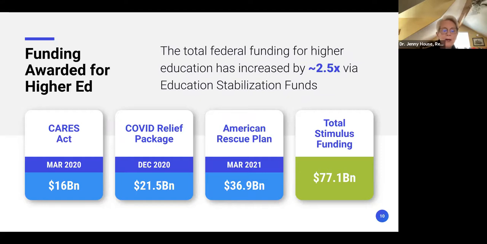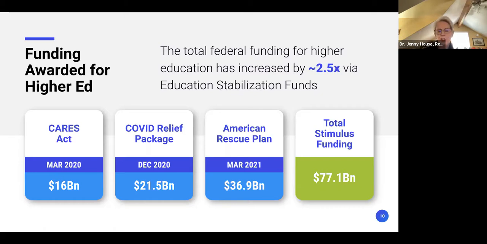Then in December, we saw that this pandemic is still going on and it still needs more funding. And all of you were great about letting your legislators know that you needed more relief. And so another 21.5 billion was passed in that. And then recently, the American Rescue Plan.